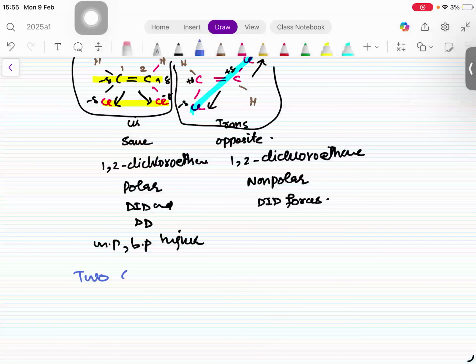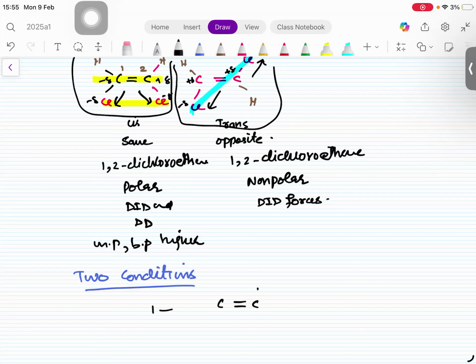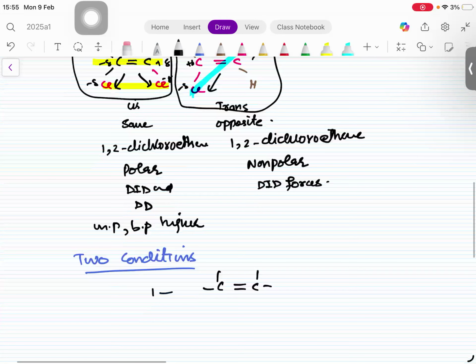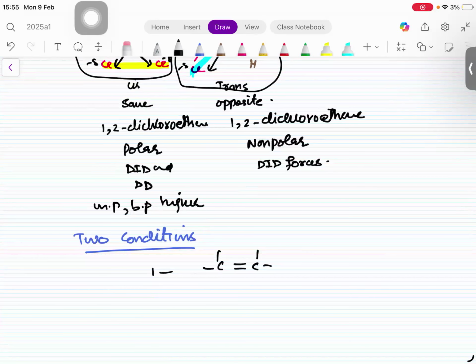There are two conditions, in short, for cis-trans isomerism to exist. Number one is a carbon-carbon double bond. Obviously, until it's there, there's no restriction on free rotation. So that's the basic thing. Can all carbon-carbon double bonds have cis-trans isomerism? The answer is no. The second condition which is required is this.